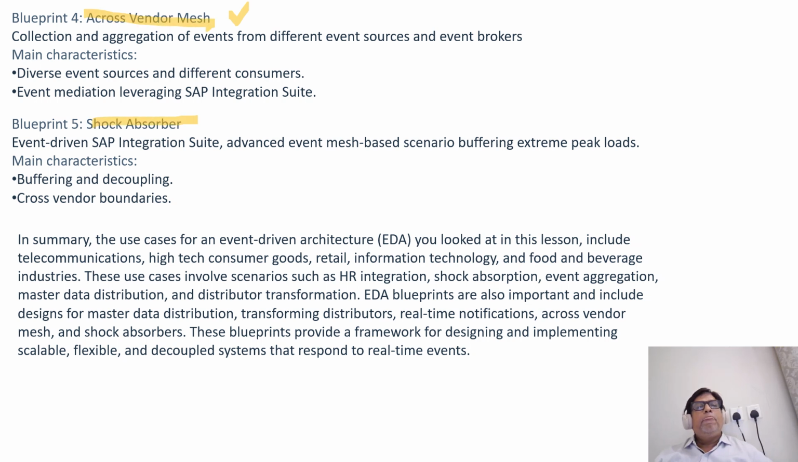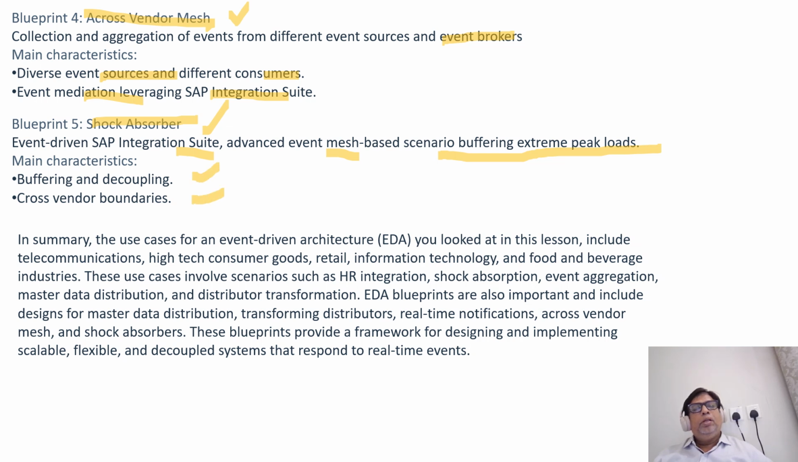Shock absorber. So collection of aggregation events, different vendor sources and brokers. So that is called the cross vendor approach. Okay, diverse event sources, different consumers. Event mediation. Generally, it will be different applications. Okay, and shock absorber is there. Event and SAP integrate advanced event mesh based on scenario, buffering extreme peak loads. Okay, buffering and decoupling, cross vendor model.